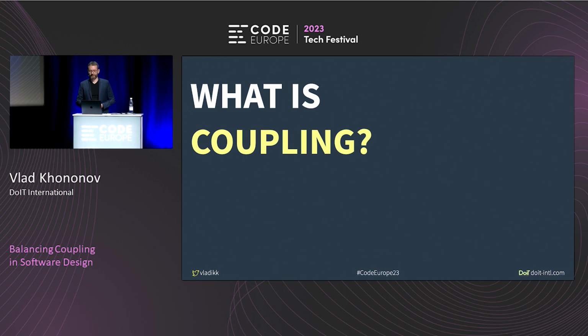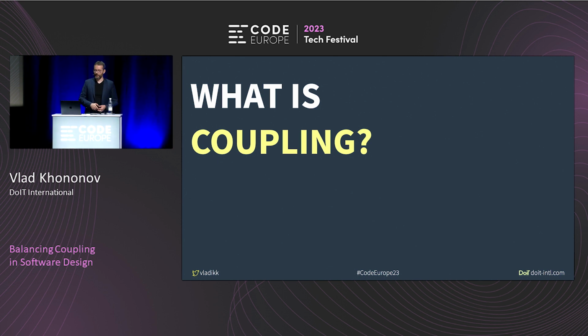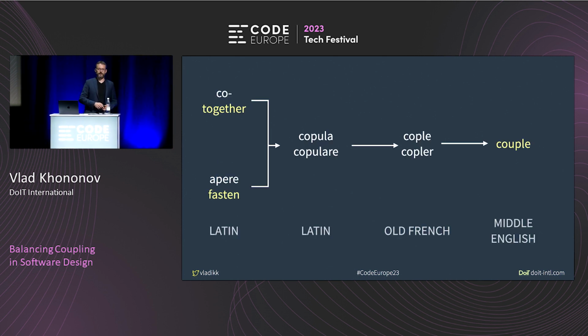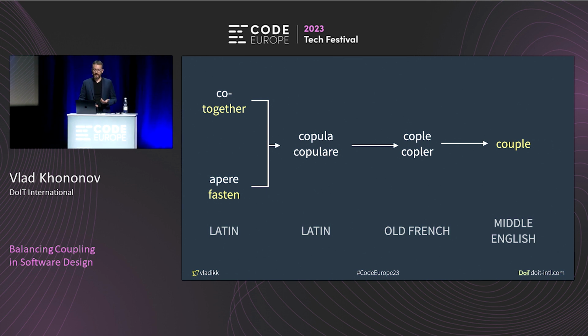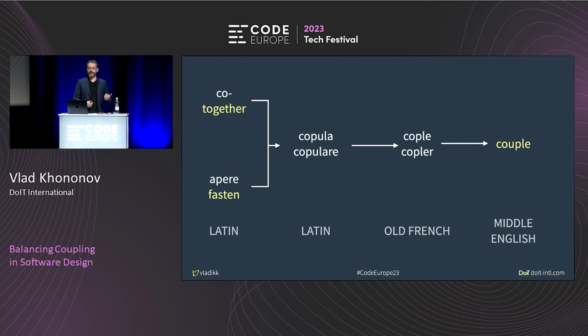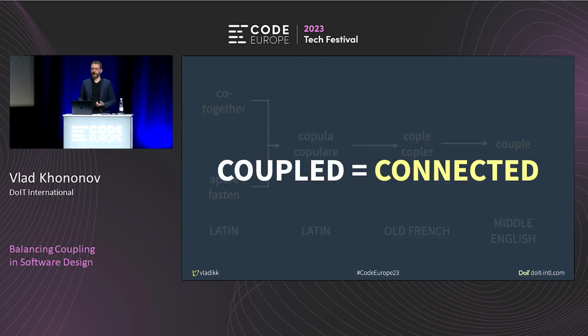So what is coupling? If we go to the lexical origins of this word, it will take us all the way back to Latin, where it was composed of two words, co and apere. Co-apere meaning fastened together. In other words, if two things are coupled, it simply means that they are connected. And that makes coupling pretty much a ubiquitous phenomenon.